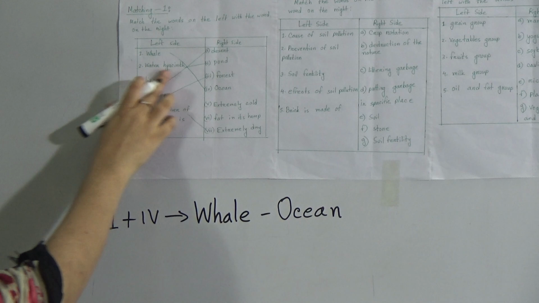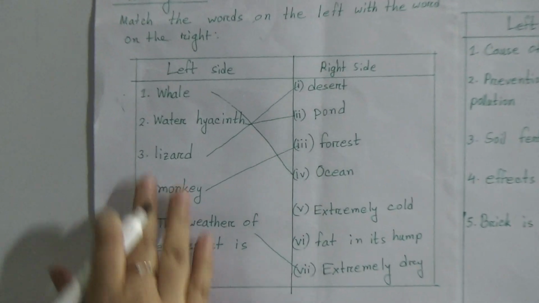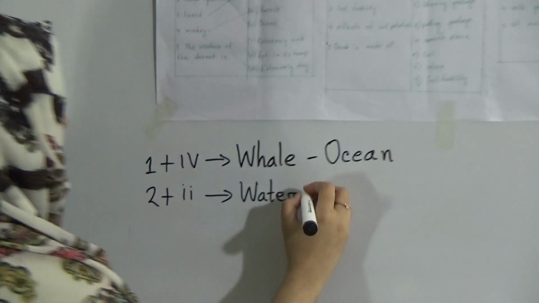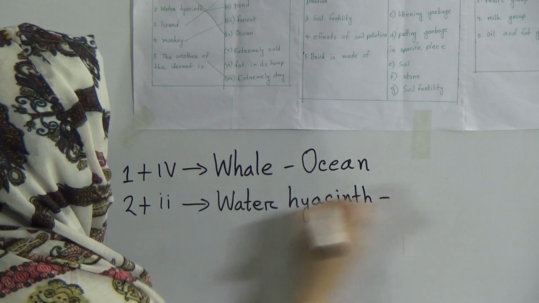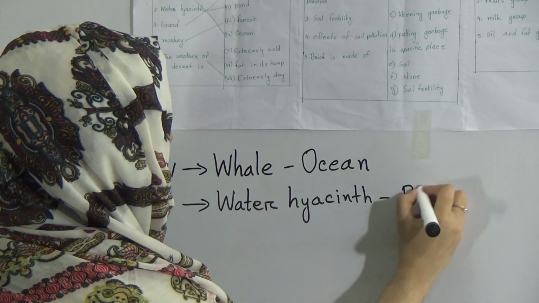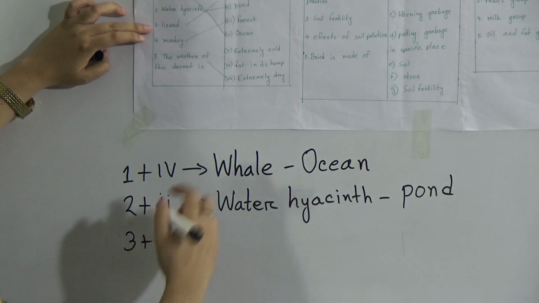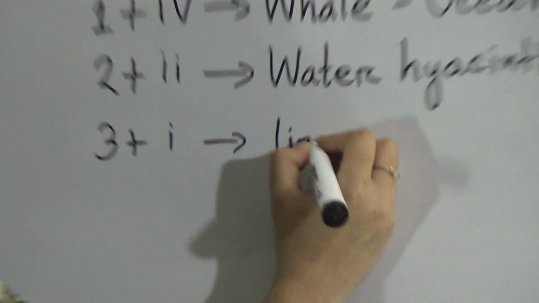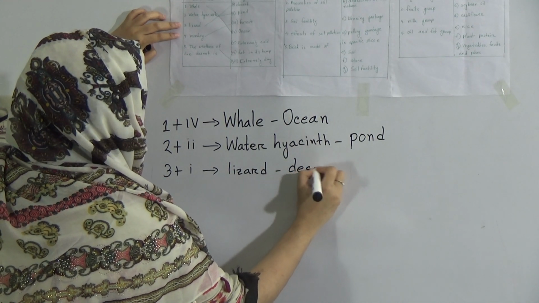And for 2 number match with 2 plus Roman number 2. Then write the left side word, water hyacinth. And put a hyphen here, and right side word is pond. Like this way you will write all of this matching. 3 number match with 1 number, and the left side word was lizard, and put a hyphen, and right side word is desert.